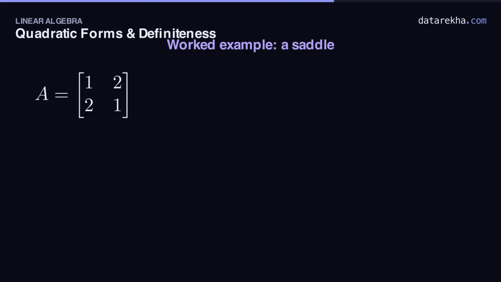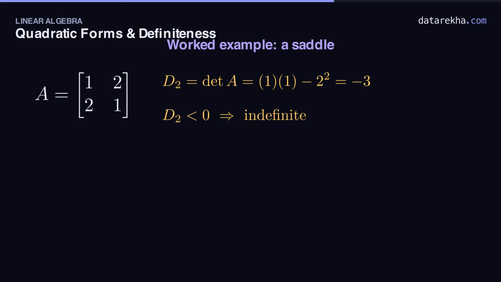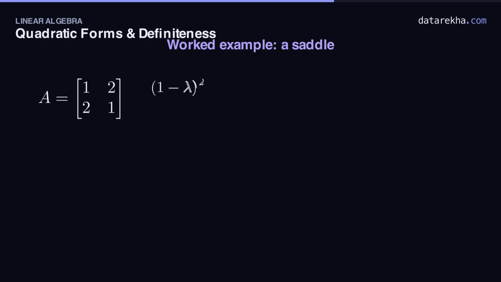Now a matrix that looks harmless but hides a saddle. A with 1, 2, 2, 1. Symmetric again. So let's read its shape. Jump straight to the determinant. 1 times 1 is 1, minus 2 squared, which is 4. That leaves minus 3. The determinant is negative. A negative determinant in a 2 by 2 means the eigenvalues must have opposite signs. So without another step, we already know. Indefinite. A saddle.